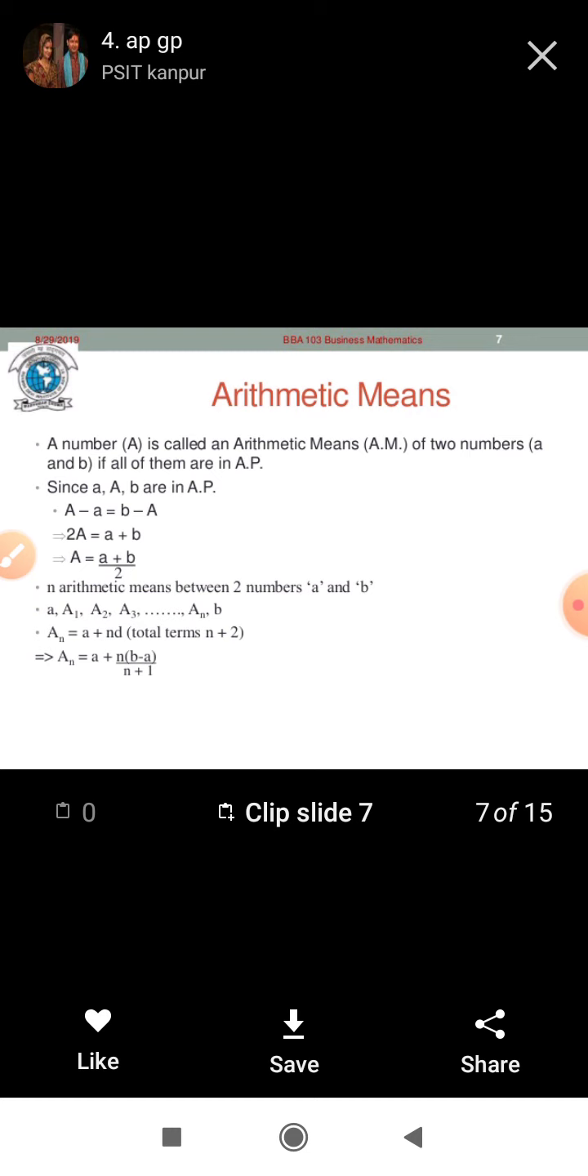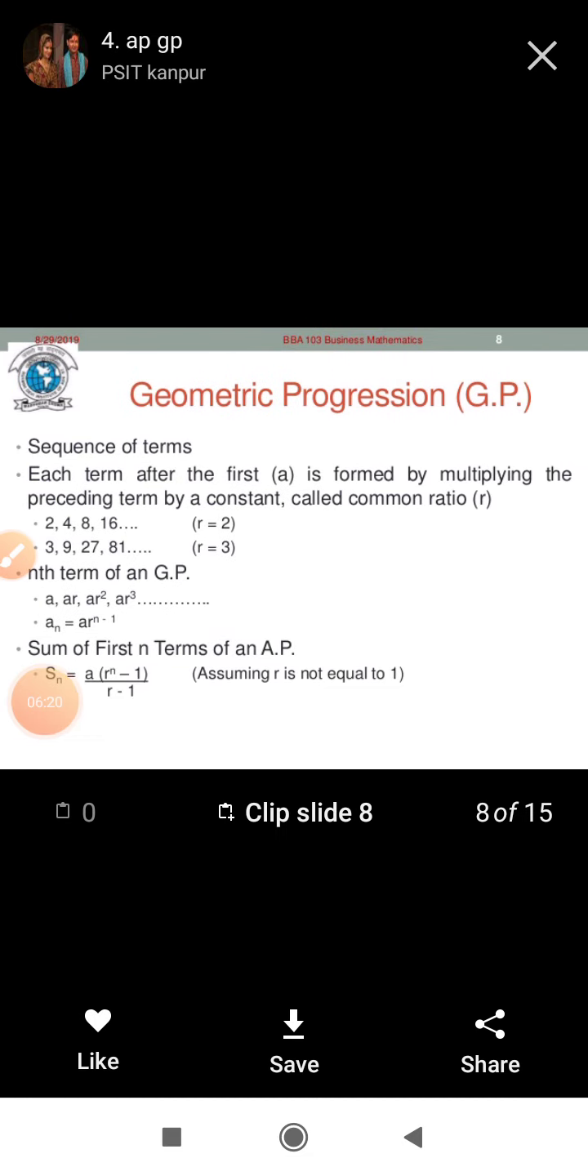If we have n means between two terms a and b, then the nth mean will be a plus n(b minus a) upon n plus 1. Again, geometric progression: each term after the first is formed by multiplying the preceding term by a constant called the common ratio.